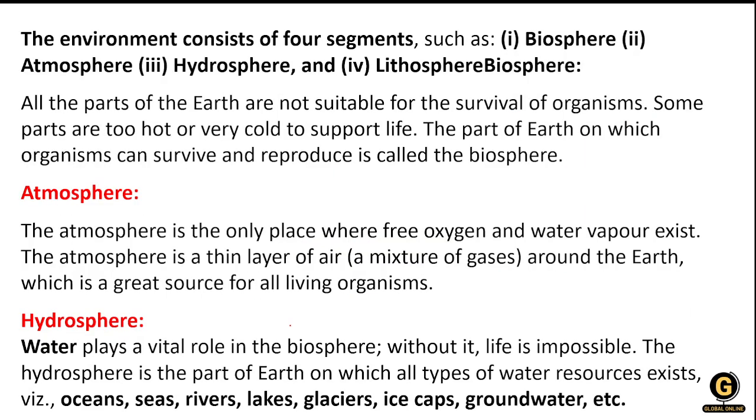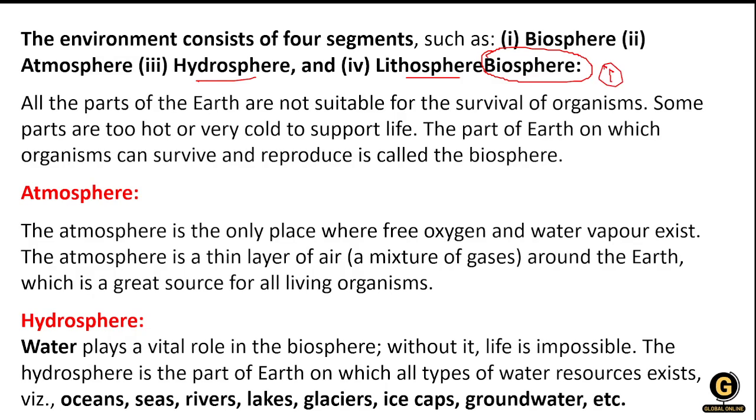Now let's discuss some of them, okay. The types of environment, or we can say the segments of environment, that I have shown on the first screen. Those are four segments of environment. How many? Four segments of environment you can see on the screen. First one is biosphere. Second is atmosphere, right? Third is hydrosphere, and fourth is lithosphere, clear. So the first one is biosphere, okay.